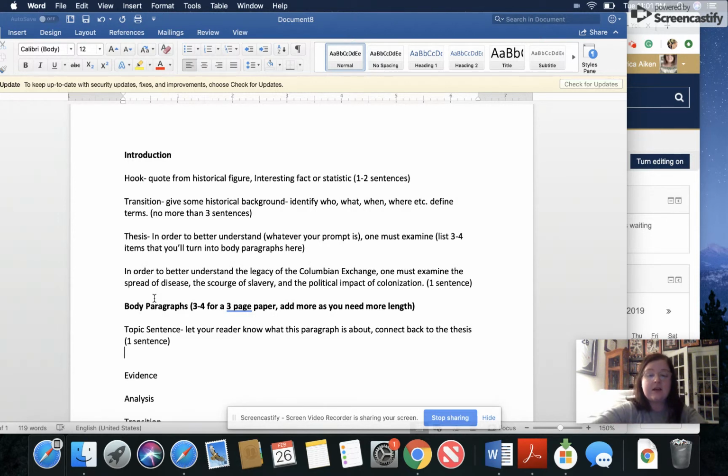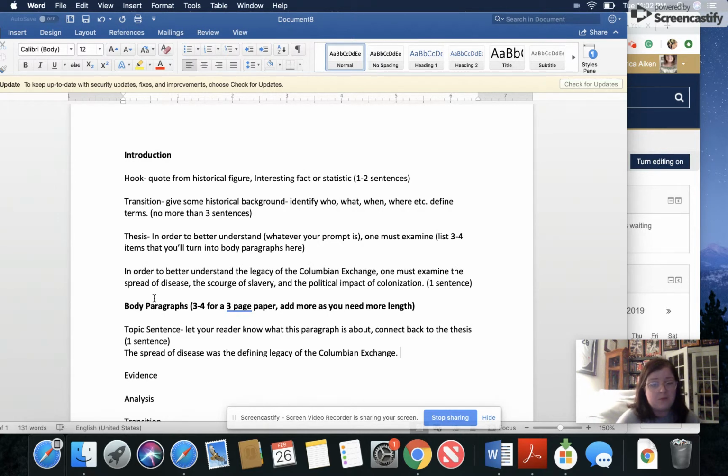All right, so in this topic sentence, I'm going to say something like, the spread of disease was the defining legacy of the Columbian exchange. And y'all can agree with that, right? I mean, we watched the John Green videos on it.